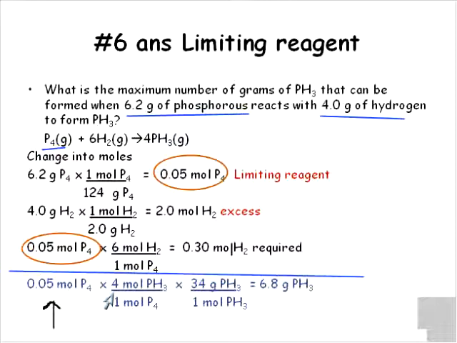So for every 4 moles of PH3, we need 1 mole of P4. And then we convert that to grams. One mole of PH3 equals 34 grams: phosphorus plus 3 hydrogens gives us 34 grams. So we do the math, 0.05 times 4 times 34 divided by 1. We get 6.8 grams of PH3. That's the maximum number of grams that can be formed. So we first find the limiting reagent, then use that to see how much product we have.